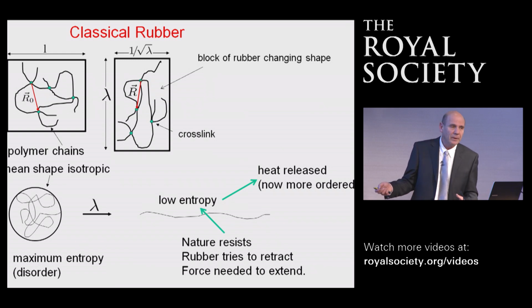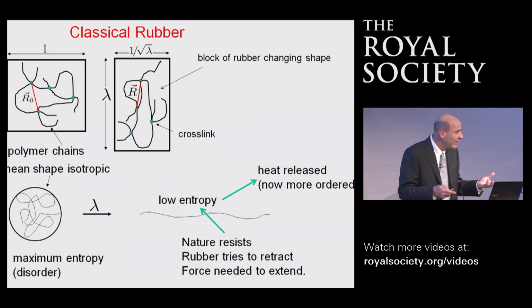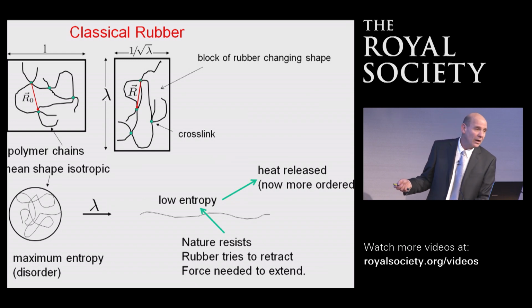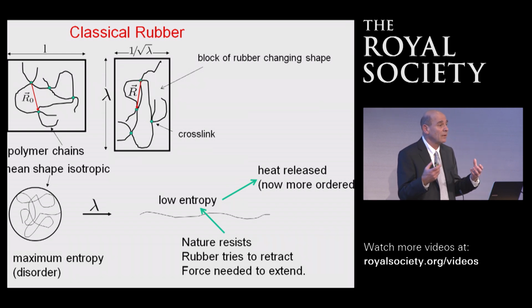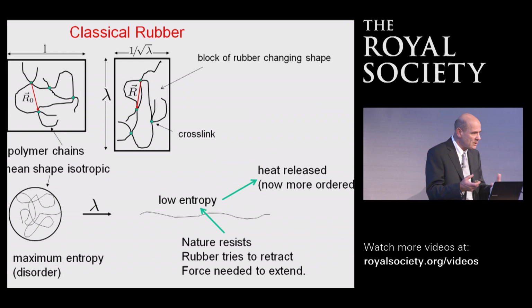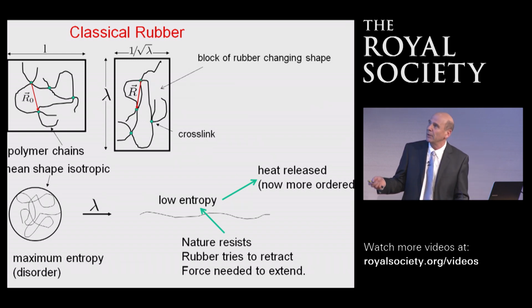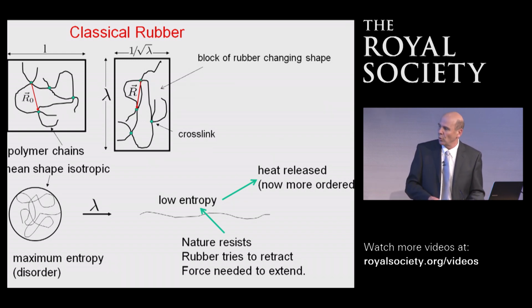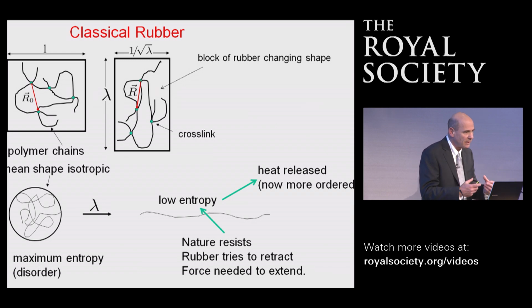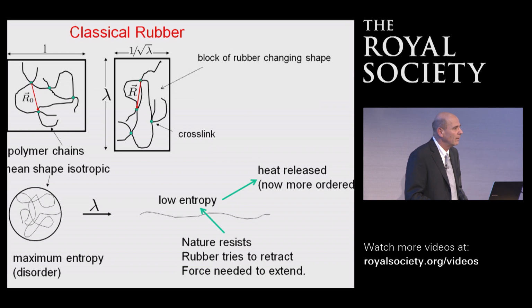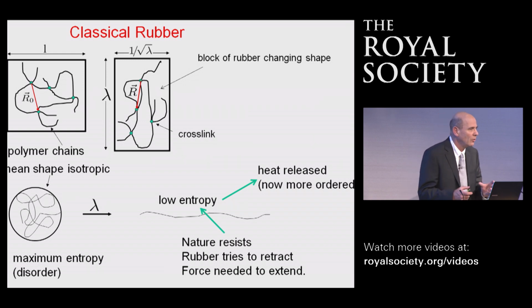They have low entropy. Entropy in disorder is essentially heat, as Hooke was well aware, and the heat is released as we stretch this. Nature resists that. Nature prefers states to be in a state of maximum entropy, maximum disorder, and so the rubber tries to retract in order to recover its random state. So forces are needed to extend a piece of rubber. They obey Hooke's law. They are Hookian solids.